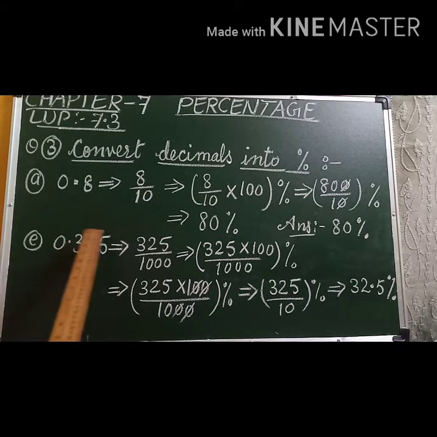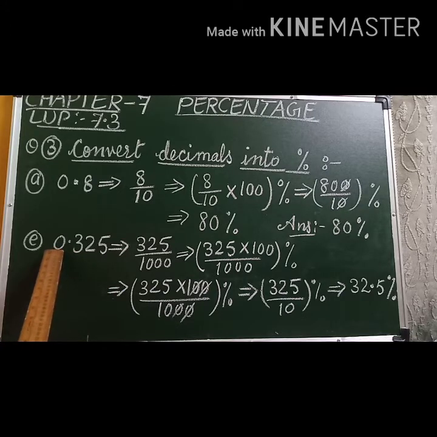First of all we have to convert it into a fraction. How will we write it as a fraction? The decimal is placed after 3 digits, that means how can we write it as a fraction? In the denominator 1, 2, 3 zeros, that means 1000 will come in the denominator. So 0.325 we can write as the fraction 325 by 1000.